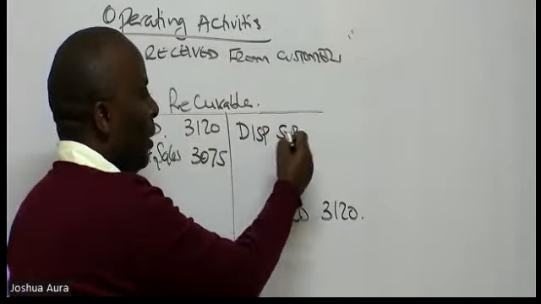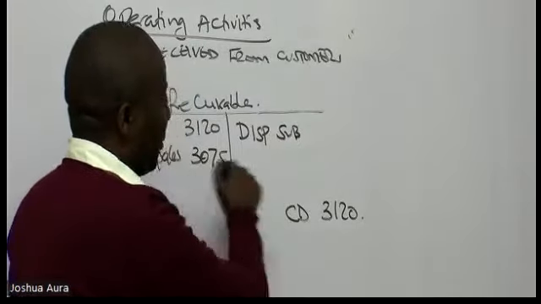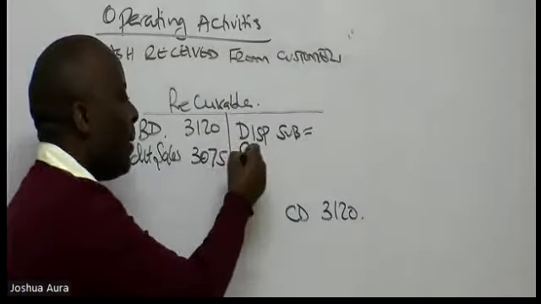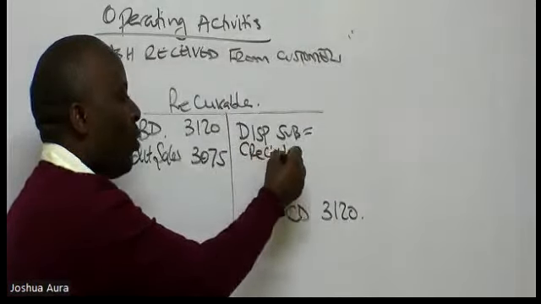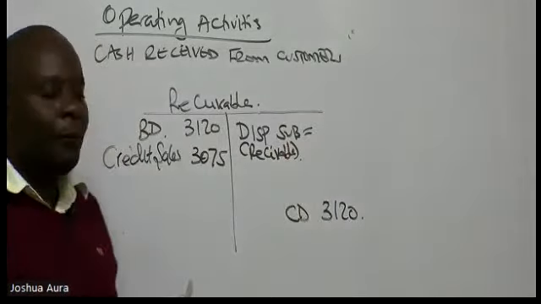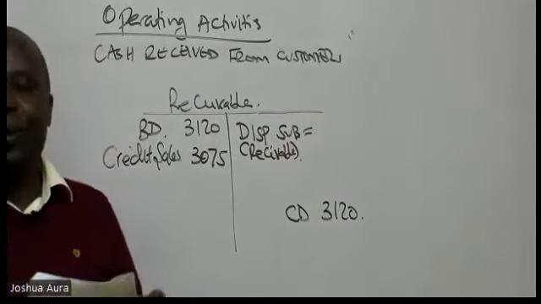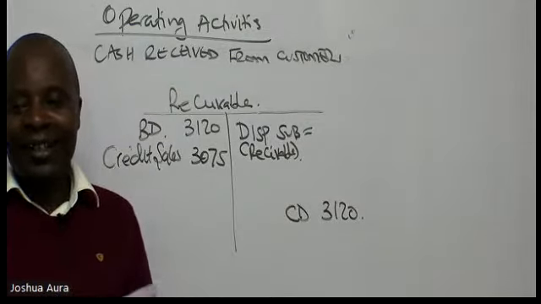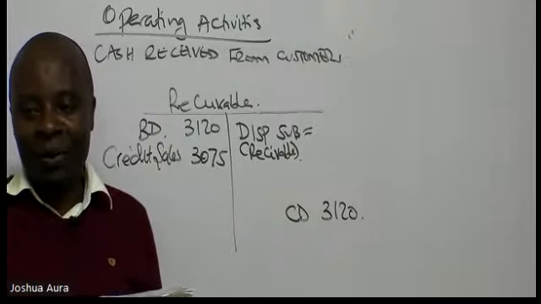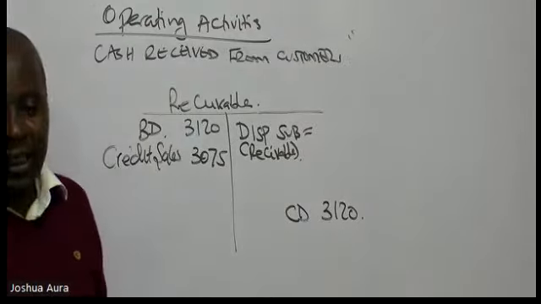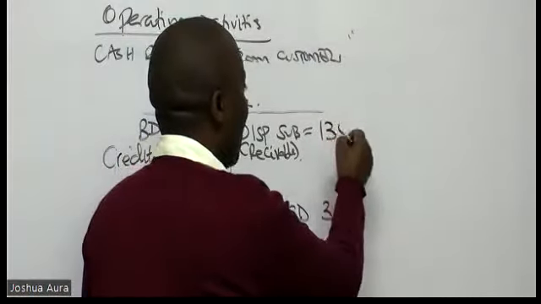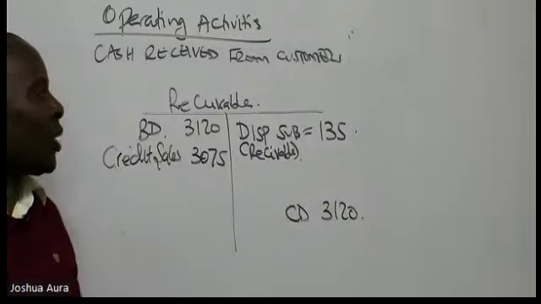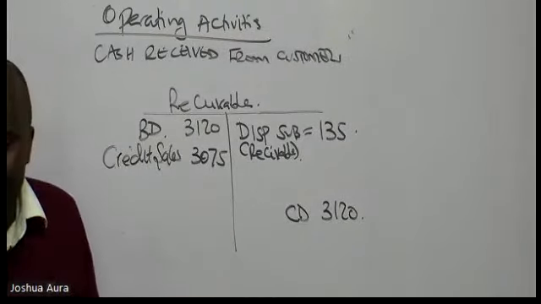The disposed subsidiary had some receivables. Remember, this will reduce our receivable. So for the disposed subsidiary, from note number 3, are you able to see the receivables there? 135.